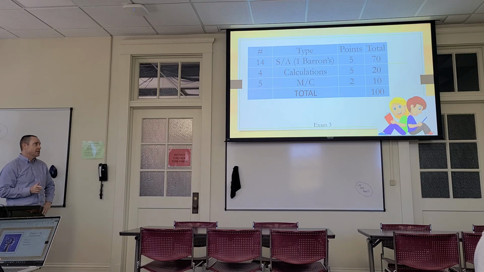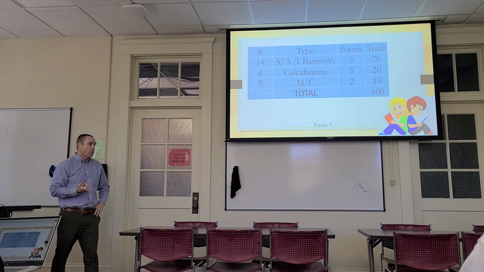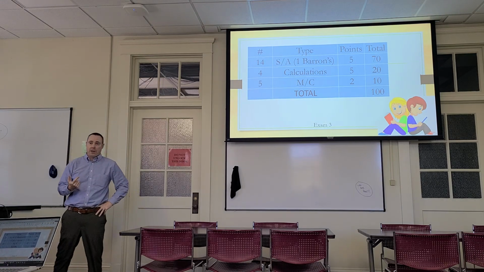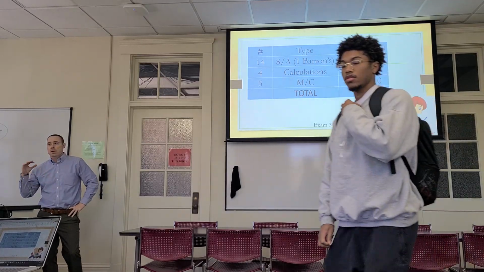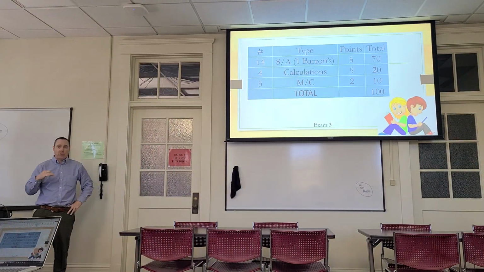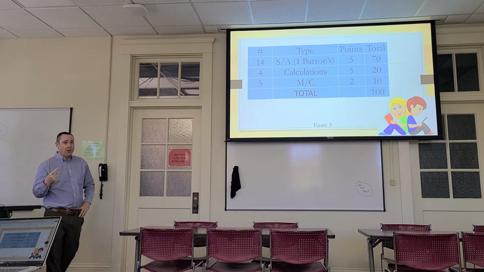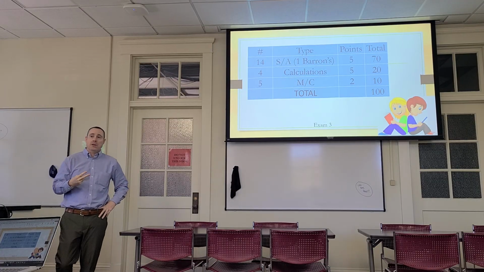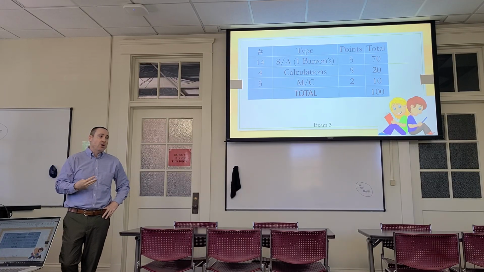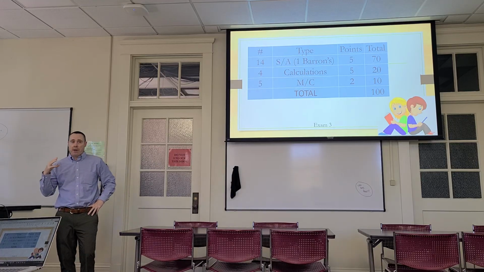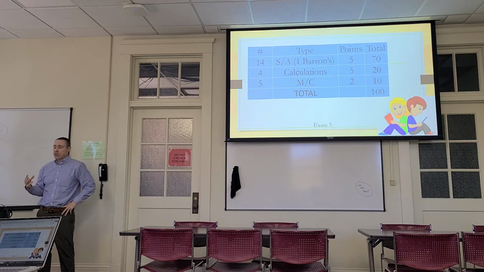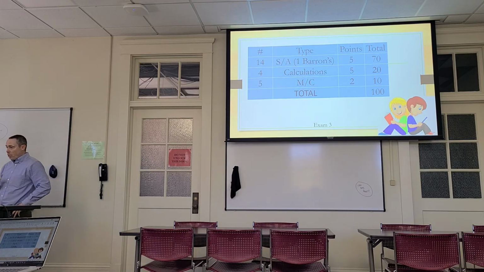Same setup as the last exam, exam 2. 14 short answer. One of them will be that Barron's article, so you can have that prepared ahead of time. You know what you're gonna write. I'll need the title of the article, a summary of it, and how you would apply that. What's your takeaway? So how would you use this in financial planning? 4 calculations and 5 multiple choice.